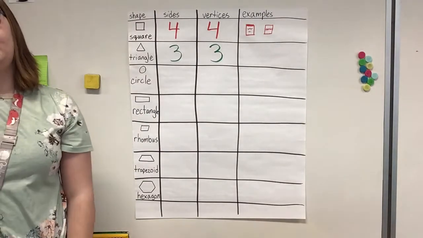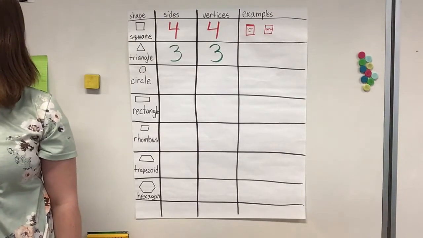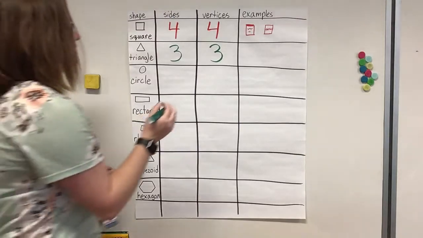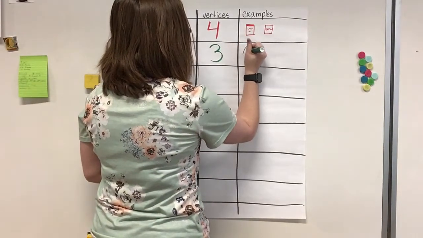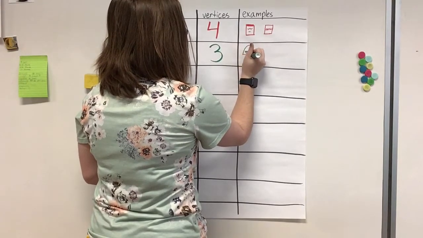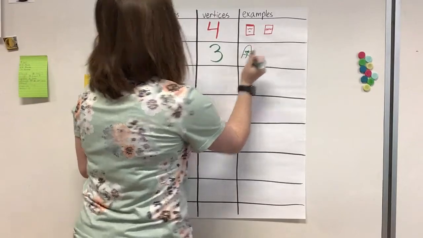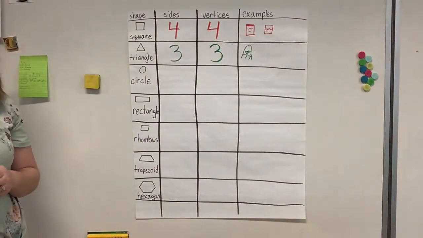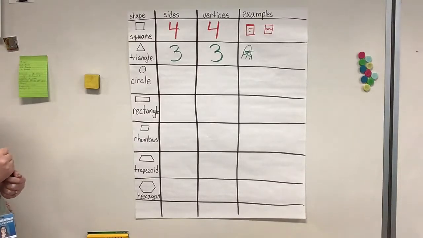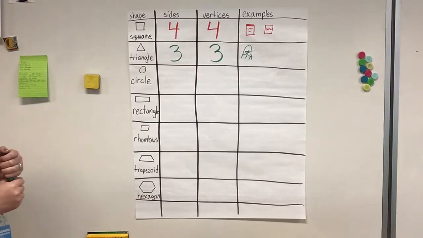Can you think of a couple of examples of a triangle that you might see every day? In the classroom, we have some chairs that have little triangles in them. So, I'm going to draw a picture of a chair. It's not a very good chair, but it's a chair. Any other triangles? If you think of one, let me know and I'll try to add it on here.